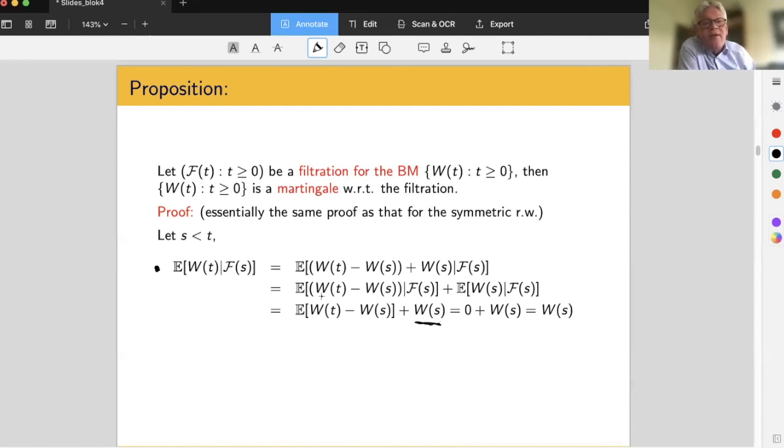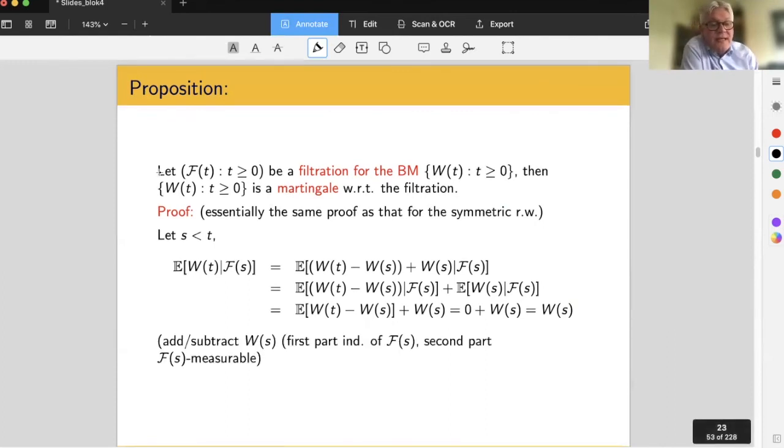And here we have the independence. This increment is independent of the structure of the filtration F_s, and therefore this conditional expectation becomes a normal expectation. It's just the expected value of W_t minus W_s, and we know the expected value of this increment is equal to 0. So in total, we have 0 plus W_s, which is equal to W_s, exactly the value that we were looking for. So indeed, W_t is a martingale with respect to the filtration.